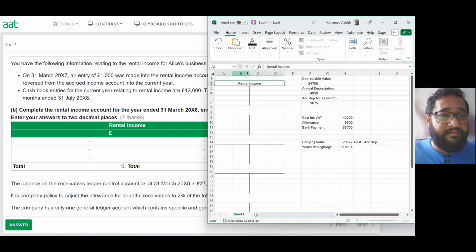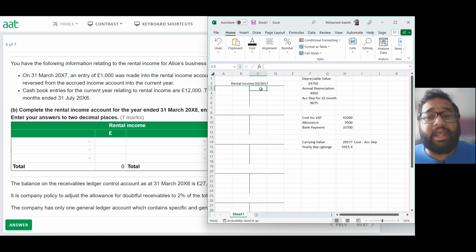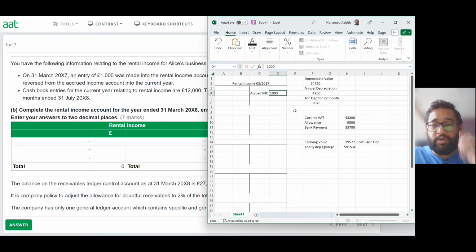This is for the year finishing on 31st of March 2017. Okay, so this is the rental income account. Normally, the income will be recorded here. Since there is an accrual now, an accrued income, we will create an entry on this side, accrued INC. So this is £1,000 here.